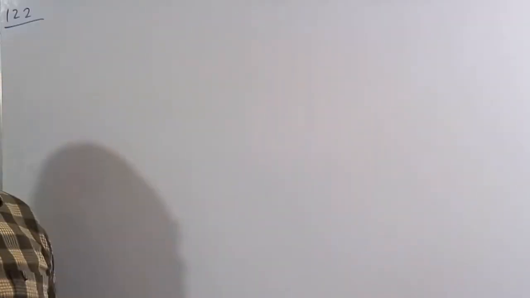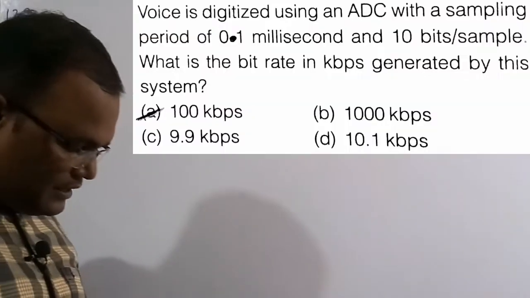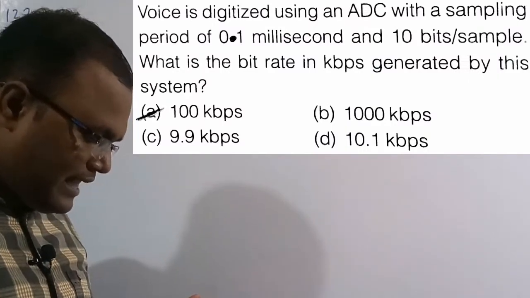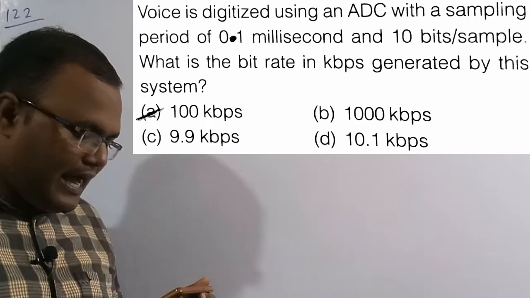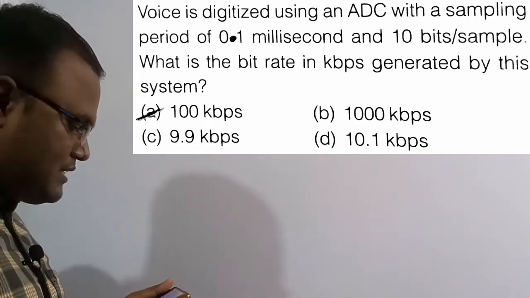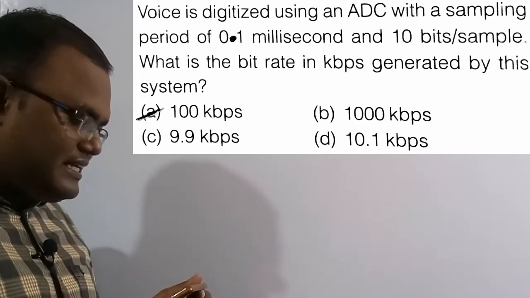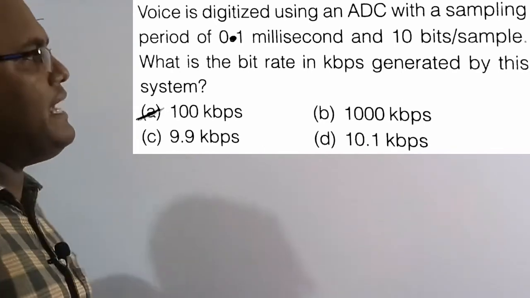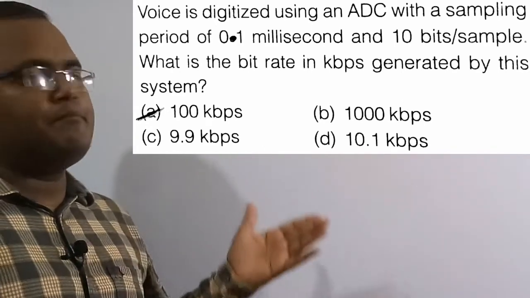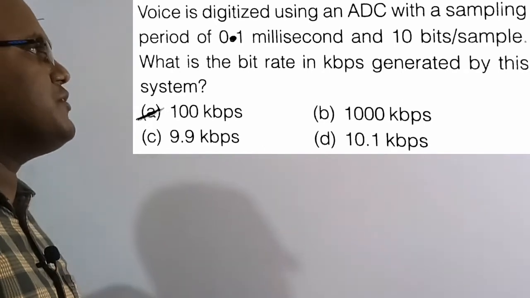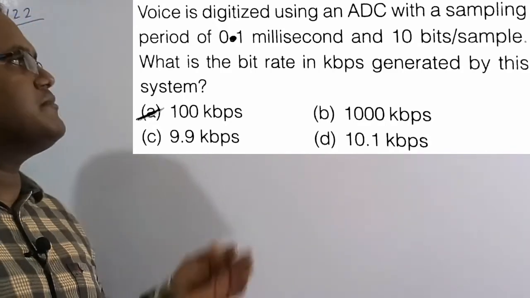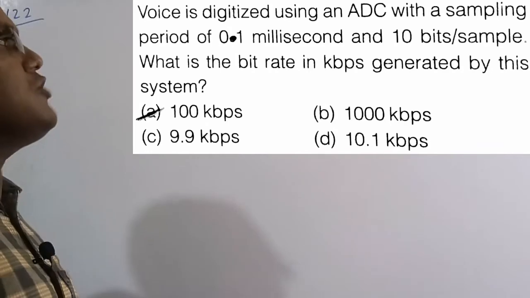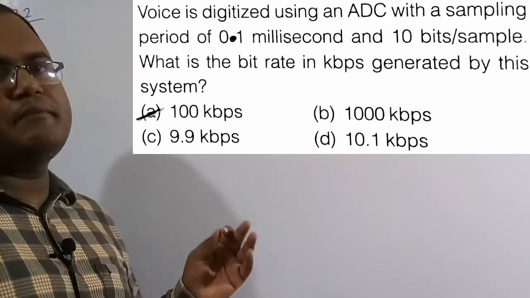Now we are going to solve the 132 question. See the question here. Voice is digitized using an ADC with a sampling period of 0.1 millisecond and 10 bits per sample. What is the bit rate in kbps generated by this system? ADC is used in PCM, pulse code modulation. In the question they have given that the sampling period Ts is 0.1 millisecond, and also that n is equal to 10 bits per sample.